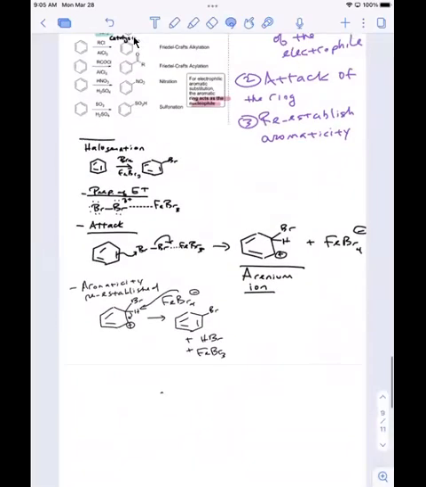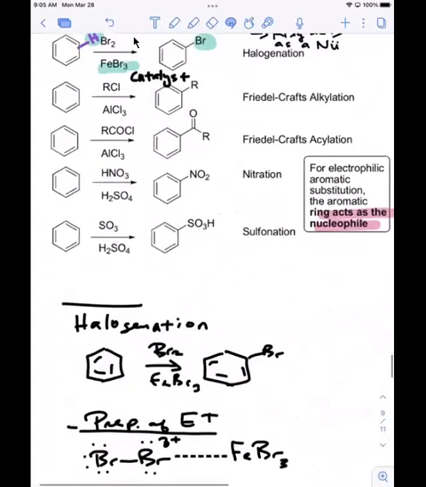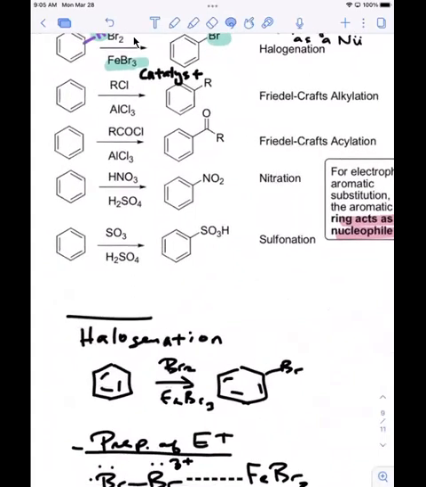All right, so let's talk about one of the other reactions here, and that is the Friedel-Crafts alkylation. That's the second reaction.